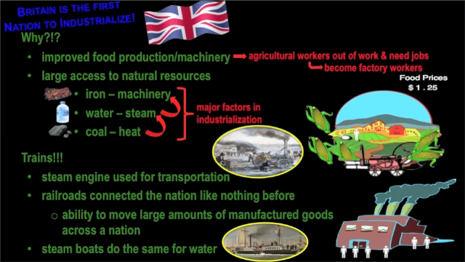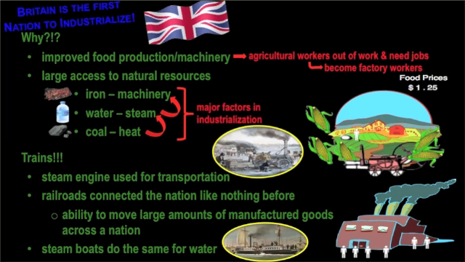So putting all these factors together, Britain had the workforce to run the factories. All these agricultural workers were forced out of the farms into the factories. Britain had the natural resources of iron, water, and coal to make and run the factories. And thirdly, they had markets to sell these goods to. So all these things come together to be the reason why Britain is the first nation to industrialize.